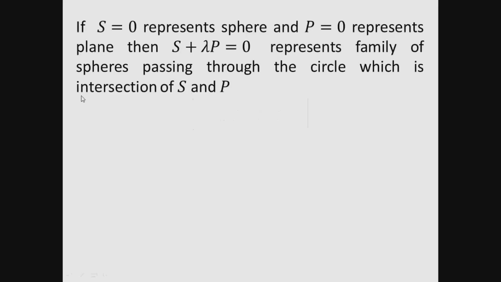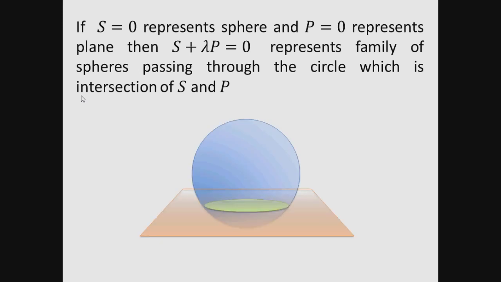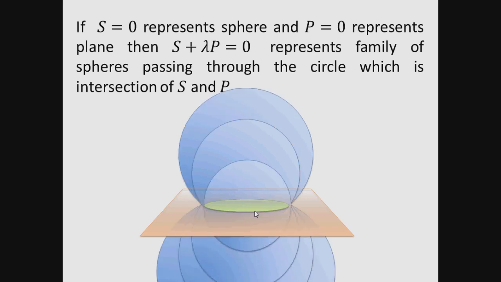If S equal to 0 represents a sphere and P equal to 0 represents a plane, then S plus lambda P equal to 0 represents a family of spheres passing through the circle which is the intersection of S and P. In the previous lecture we saw the intersection of a sphere and a plane is nothing but a circle, and there are plenty of spheres which pass through this circle. All these spheres we call a family, and that is represented by this equation S plus lambda P equal to 0. For different values of lambda we get different spheres.